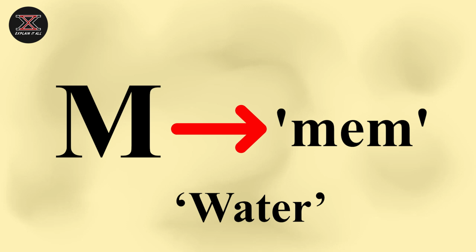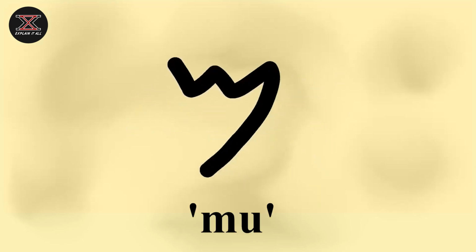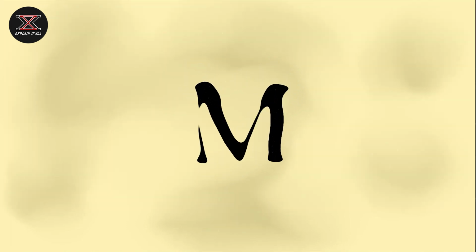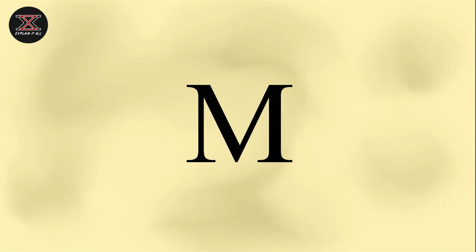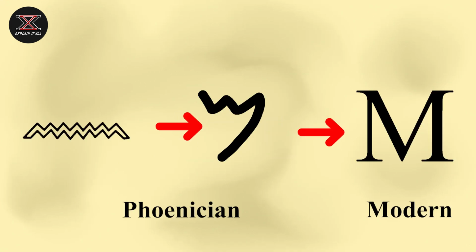M is derived from the Phoenician mem, representing water. The Greeks used it as mu, and the Romans adopted it as M. Its shape, reminiscent of waves or flowing water, has remained relatively unchanged.